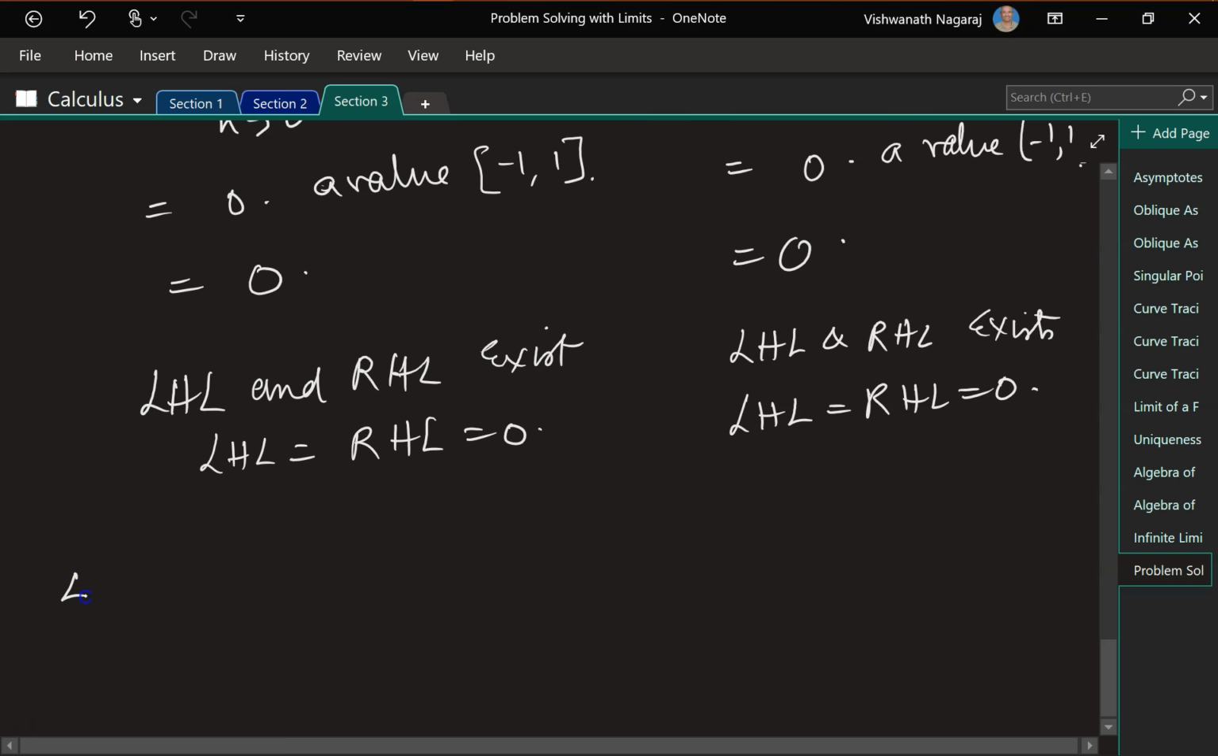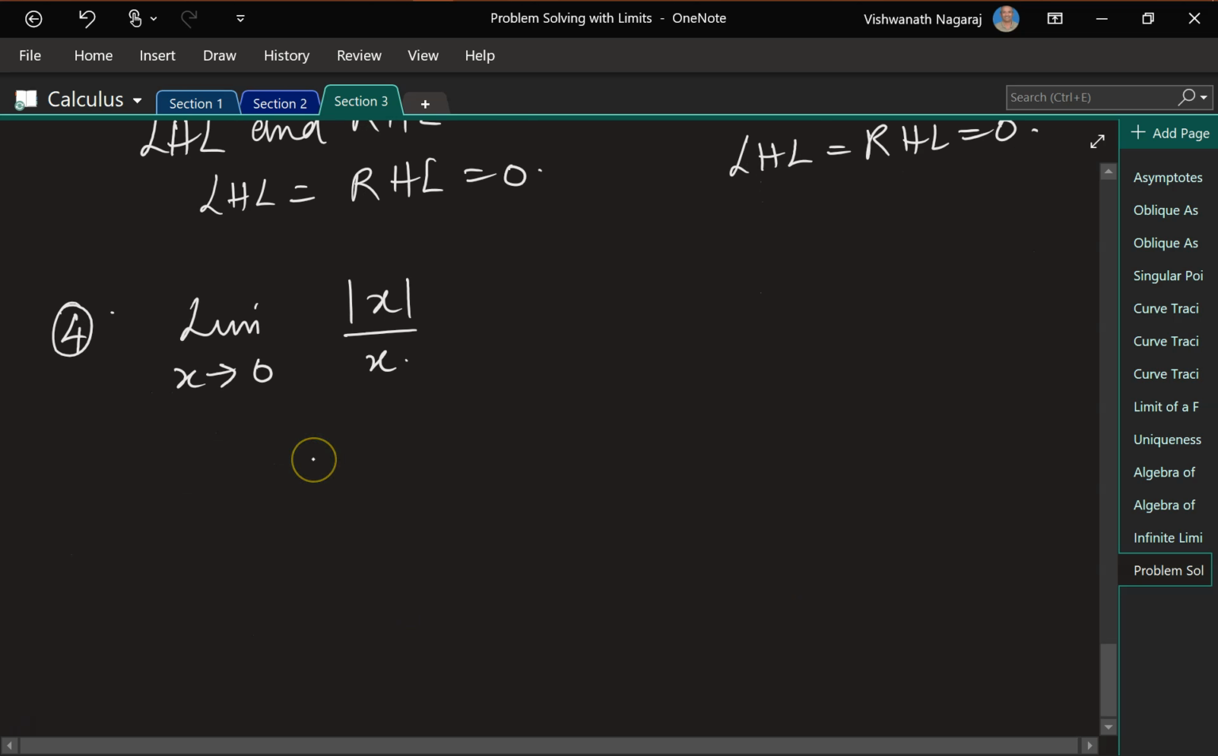Now let's look at the fourth one. Limit as x approaches 0 of magnitude of x by x. We need to evaluate what the limit is. So let's look at LHL. Limit as x approaches 0 from the negative side of magnitude of x by x.